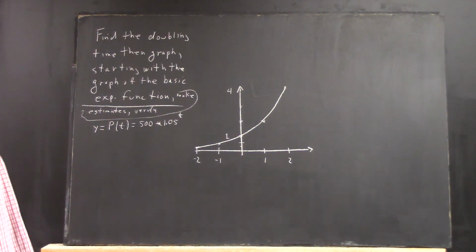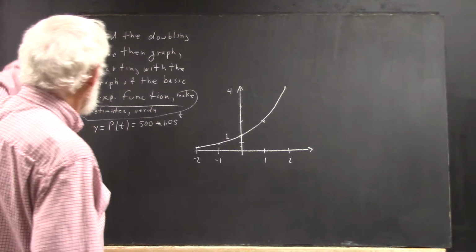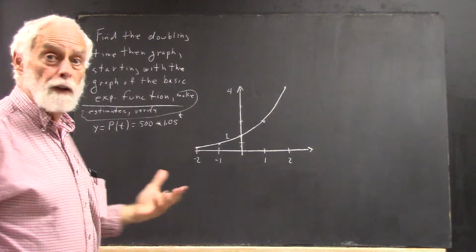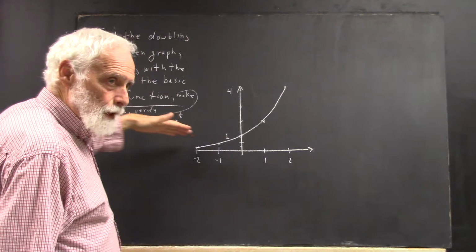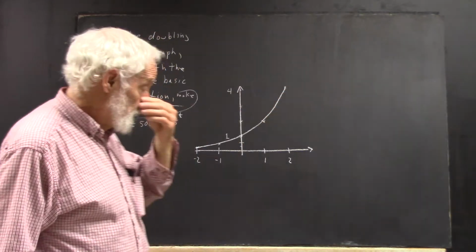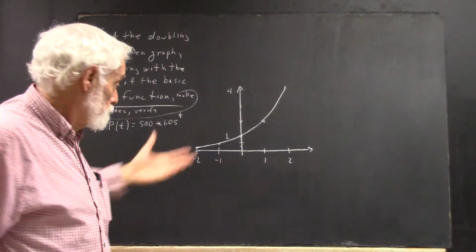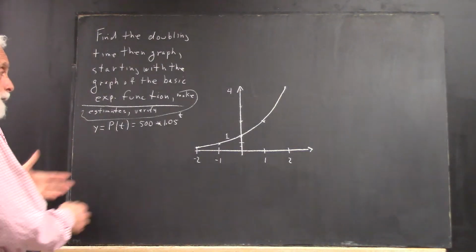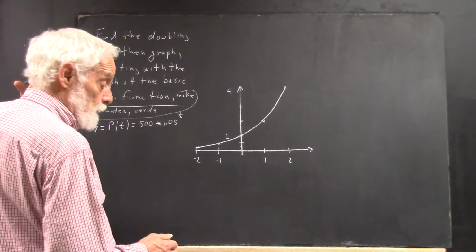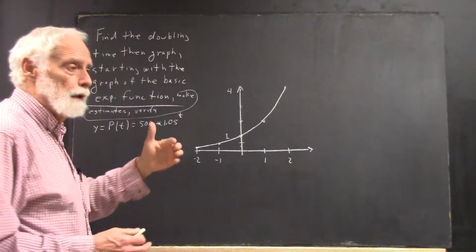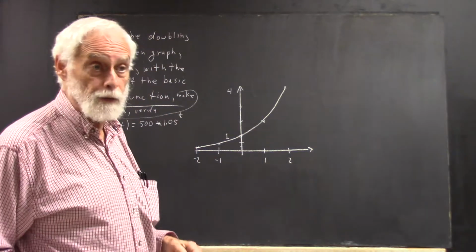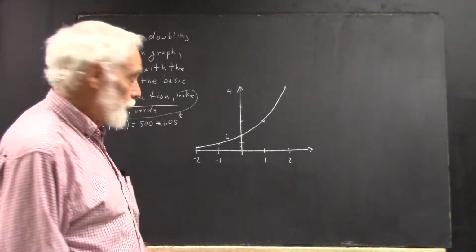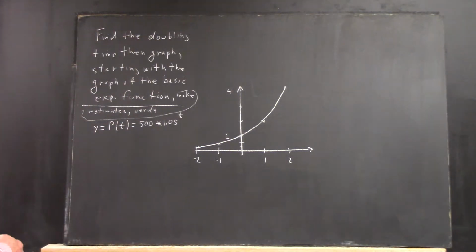Okay, we're going to talk about what you can do once you know how to find the doubling time of a graph. If you do, you can take the graph of the basic exponential function and relabel it to represent the function that you have, and then you can make estimates based on that graph. If you've got a good graph, you can make good estimates, then maybe verify those estimates. Let's see how the process could work out.